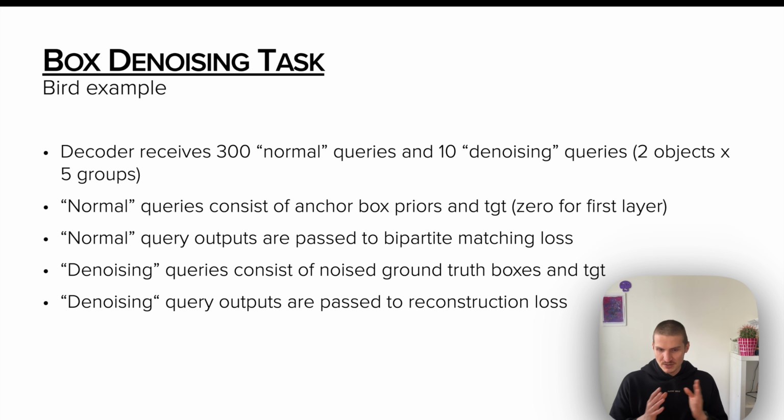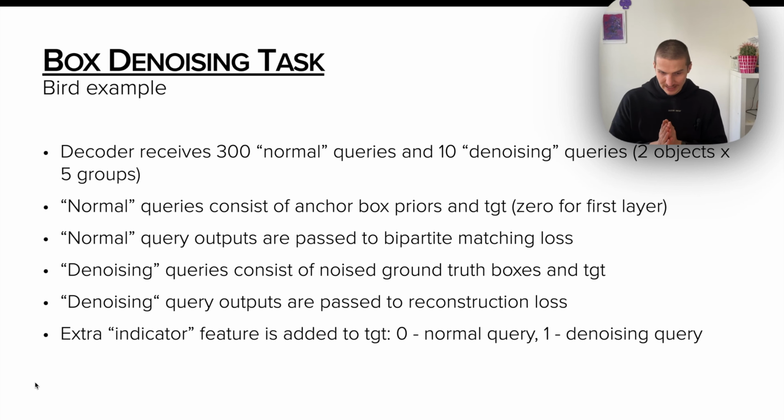So now if we originally had 300 queries, 2 objects, so only 2 of the 300 outputs got some useful signal. Now we have these 5 denoising groups, and each of them will get the signal, exactly the signal that we're trying to predict. And finally, we actually add an extra indicator feature to the target, which just says that 0 stands for normal query and 1 stands for denoising query.